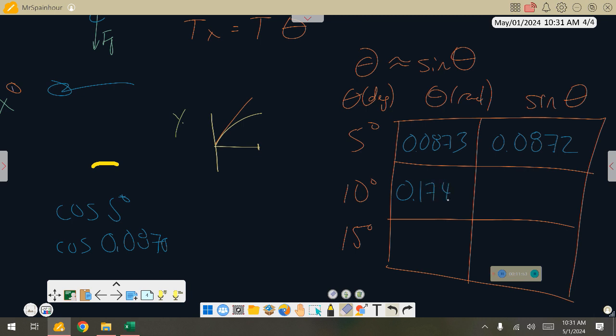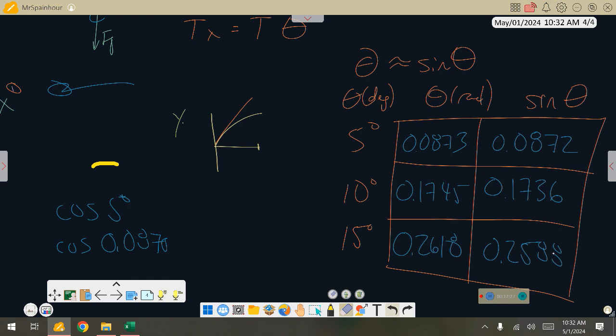745? Yes. Okay. And if you'll notice, these two numbers doubled, in other words it's a linear relationship. What's this one over here? 0.1736. They are starting to differ. And what about 15 here? 0.2618, and 0.258. Okay. So at 15 degrees, they are starting to differ.